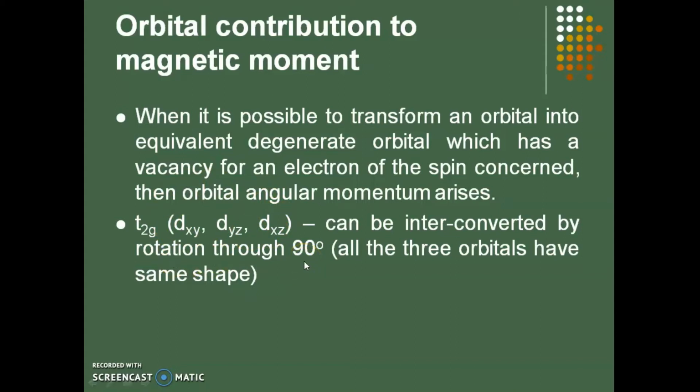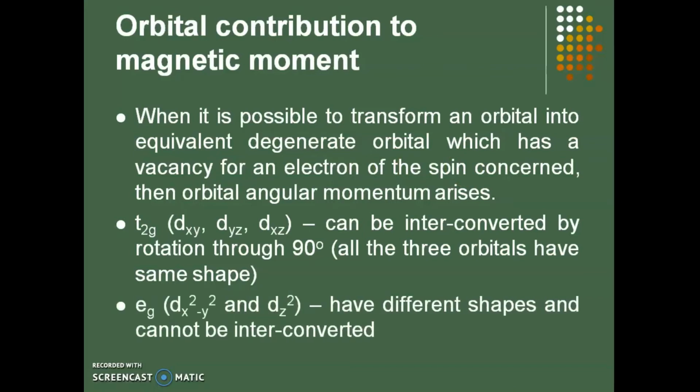So now how are we going to understand this? Before that, what is a vacancy for an electron of the spin concerned? This we will see in the next slide. Before that we will see what happens to the eg orbitals. The eg orbitals have different shapes, dx square minus y square and dz square. So they cannot be interconverted.